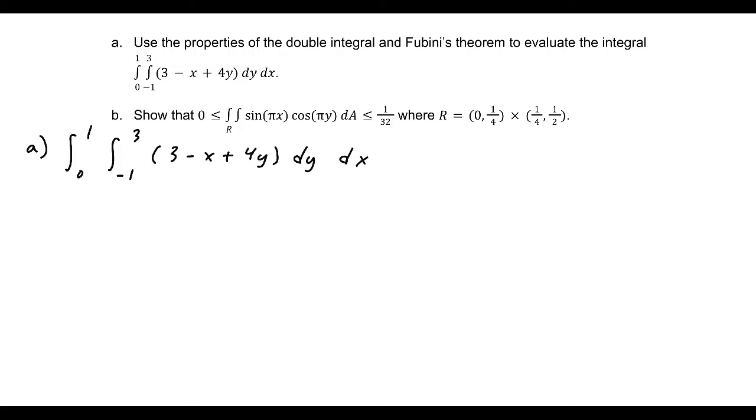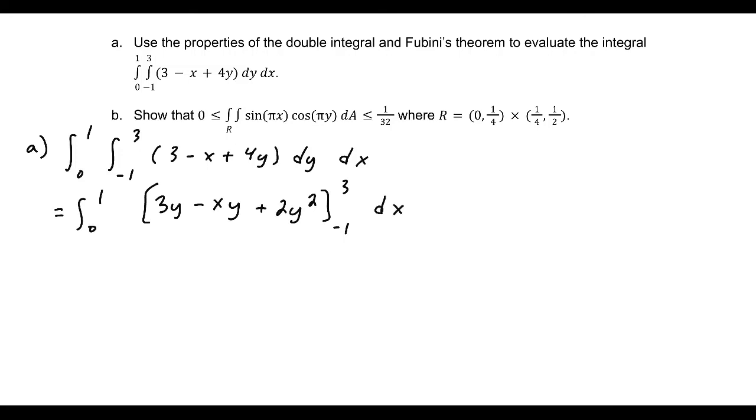First, we'll take the integral with respect to y of 3 minus x plus 4y, which would be 3y minus xy plus 2y squared. And we will evaluate that from -1 to 3, and those are y values, so this becomes the integral from 0 to 1 with respect to x of that inner function. Now, when we evaluate this from -1 to 3, this becomes 28 minus 4x.